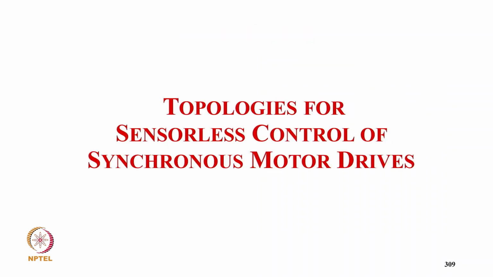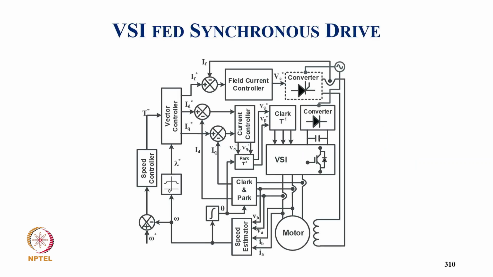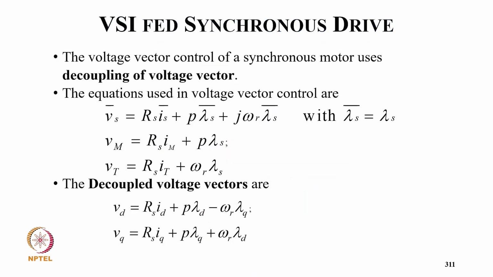So now coming to the topology of sensorless control of synchronous motor drive. We have here a VSI fed sensorless control with voltage control, vector control. We have a speed feedback and speed sensor. The speed we are estimating from voltage and current, and then position also, and then the speed controller gives the torque, and the estimated speed gives the flux, and that we convert into ID, IQ, IF star, which we regulate with the help of controllers in the VSI as well as the thyristor converter for field control.